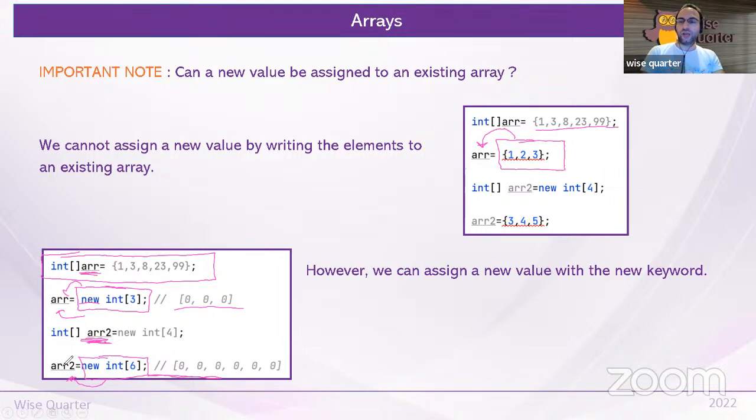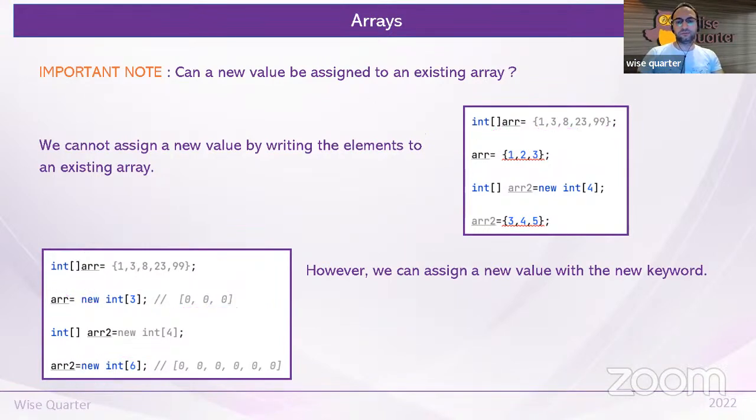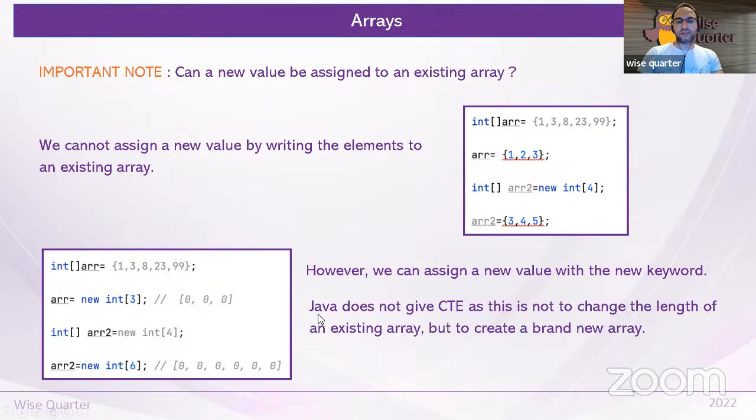So if you want to change an array and its values, instead of working with the values, you can just create a new array and assign it to the old array. That's a better way, if you ask me. When you do it like this, you won't see a compile time error. We are not changing the length of the existing array. We are creating a new array. That's very important. This array has 5 elements. This array's length will be fixed at 5.